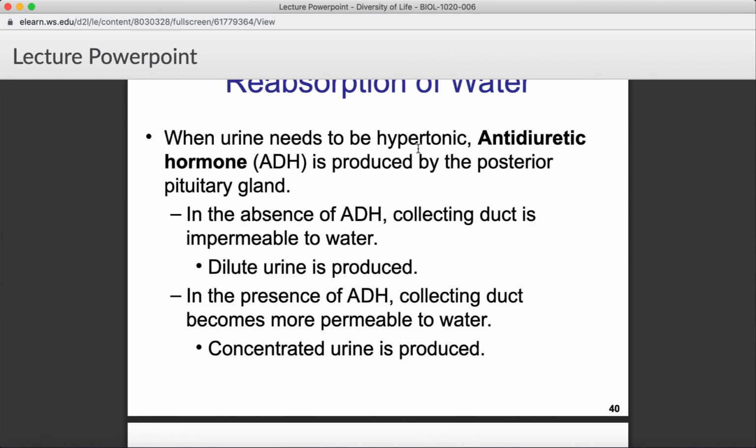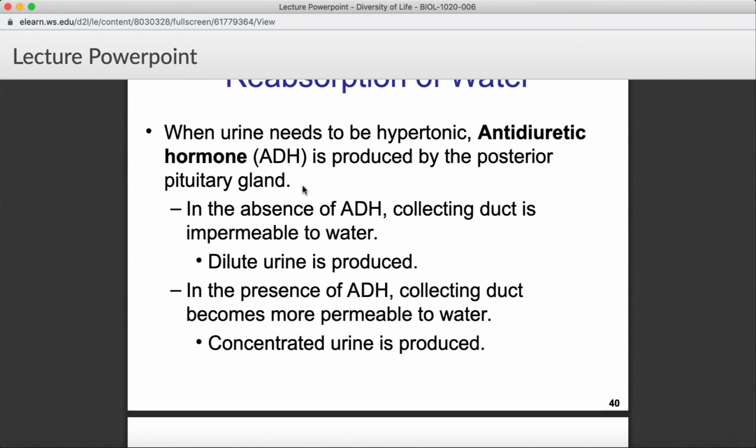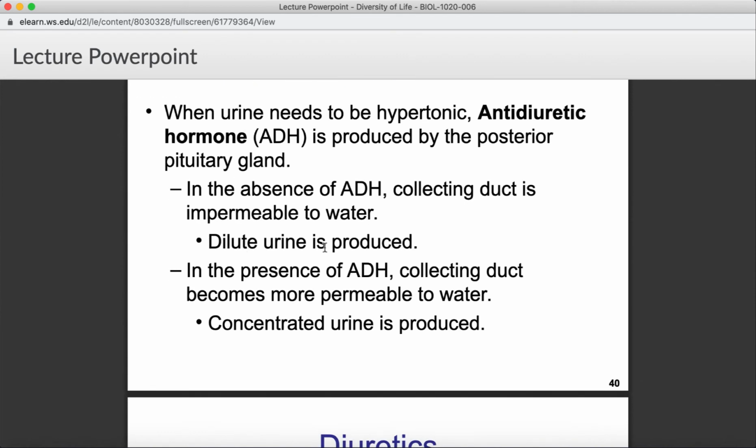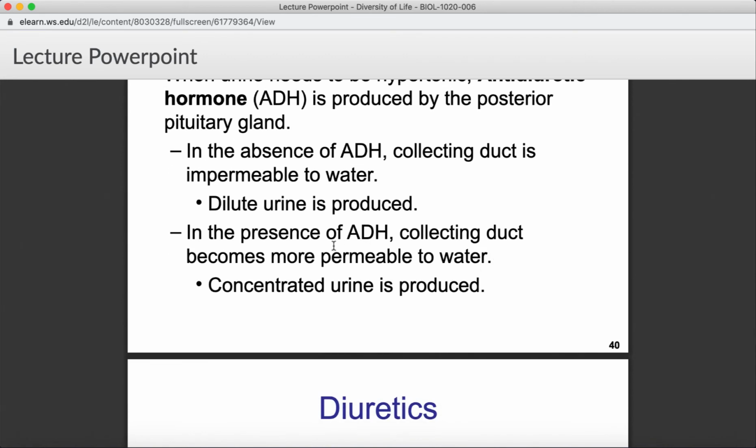When urine needs to be hypertonic, then your antidiuretic hormone is produced by the posterior pituitary gland. In the absence of antidiuretic hormone, the collecting duct is impermeable to water and dilute urine is produced. In the presence of your antidiuretic hormone, the collecting duct becomes more permeable to water and urine concentration is increased.